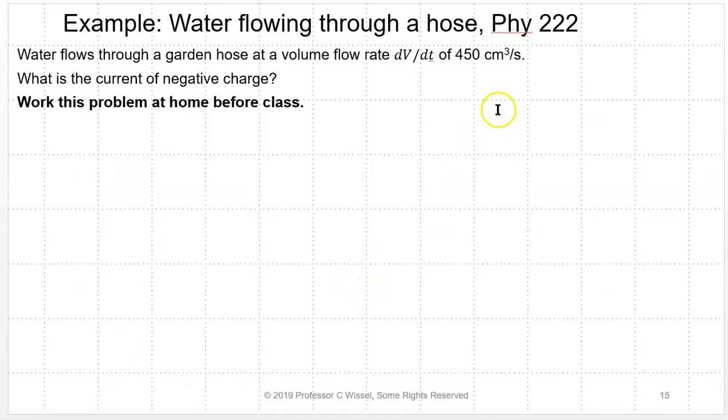Okay, now this is a Physics 222 problem. In other words, if you are a calculus-based student, you should be paying attention to this. If you're an algebra or Physics 122 student, please skip ahead to slide number 18. Water flows through a garden hose at a volume flow rate dV/dt of 450 cubic centimeters per second. What is the current of negative charge?